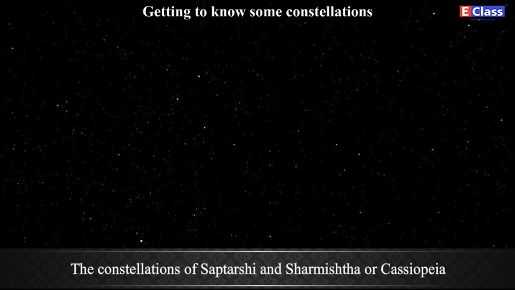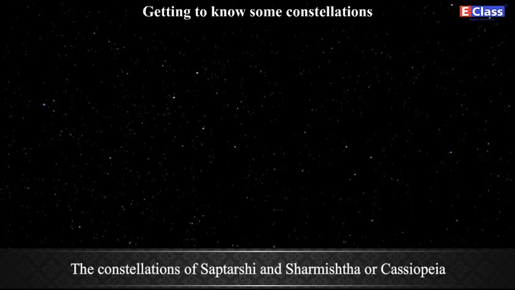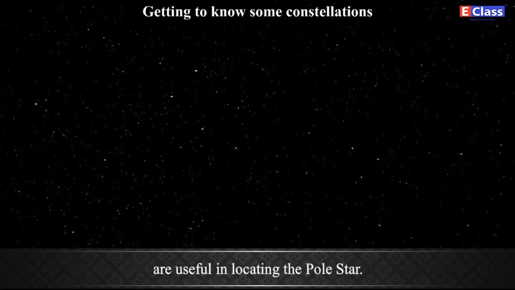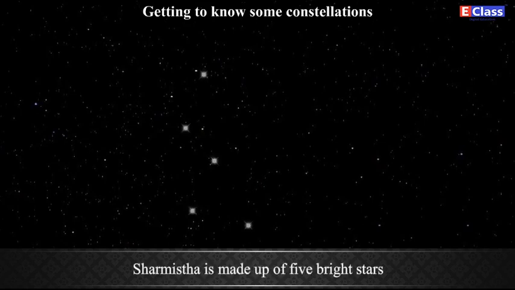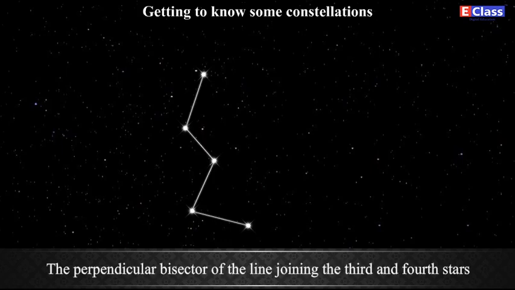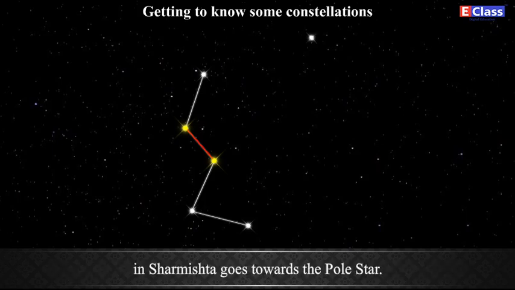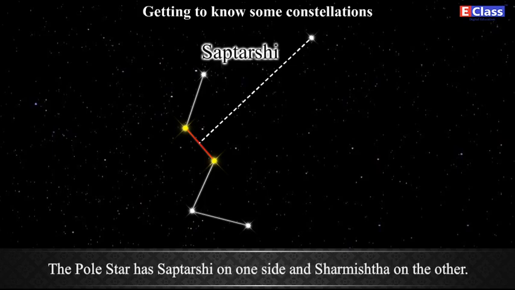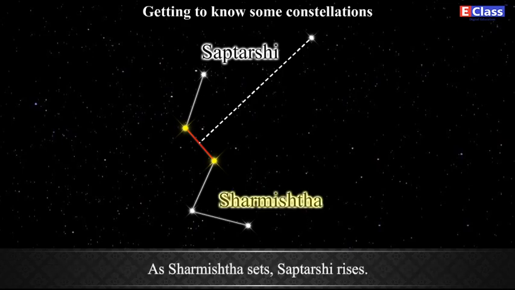2. The constellations of Saptarshi and Sharmishta or Cassiopeia are useful in locating the pole star. Sharmishta is made up of 5 bright stars which are distributed along the figure of the letter M. The perpendicular bisector of the line joining the 3rd and 4th stars in Sharmishta goes towards the pole star. The pole star has Saptarshi on one side and Sharmishta on the other. As Sharmishta sets, Saptarshi rises.